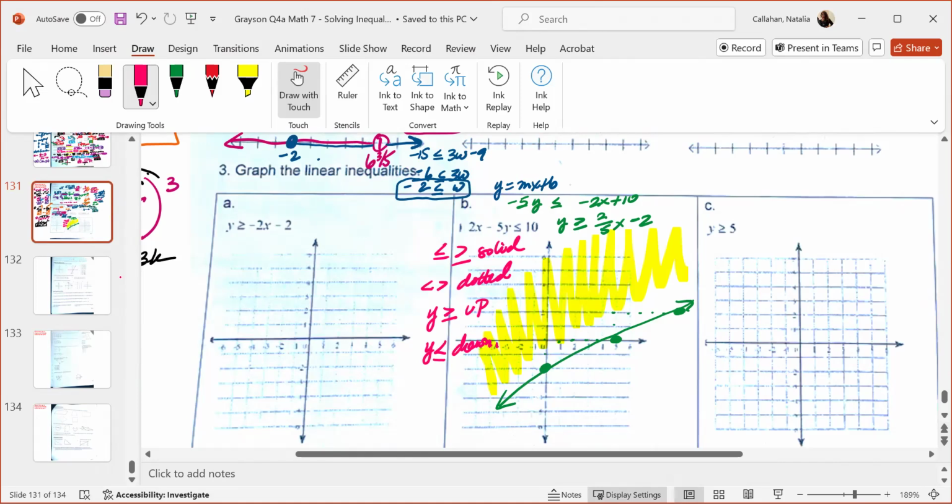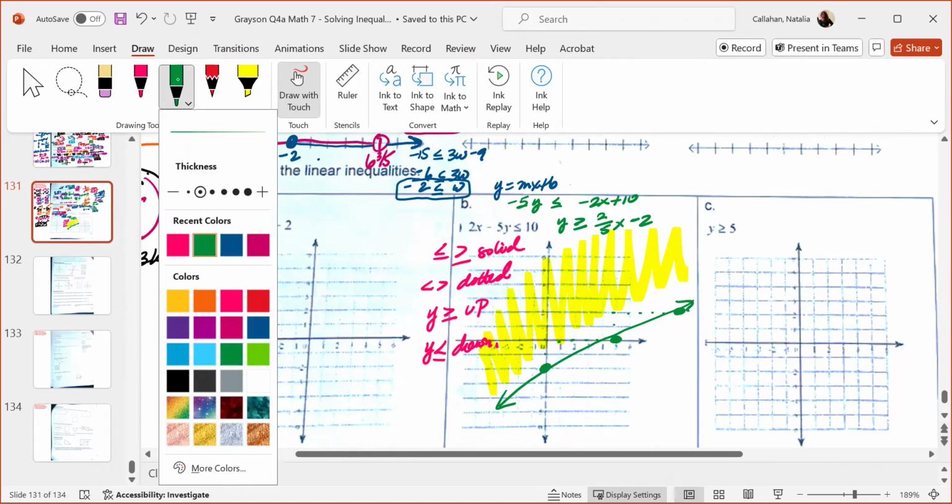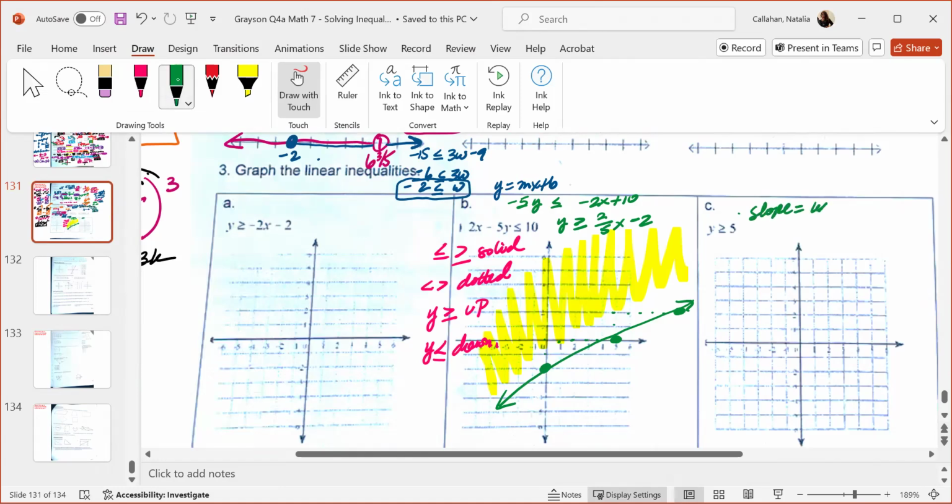C. When you look at C, what kind of line is it going to be? It doesn't have a slope. Horizontal. Actually, it's horizontal, so the slope is 0. So at 5, 1, 2, 3, 4, 5. Straight line, shading up. Does that make sense? Okay.